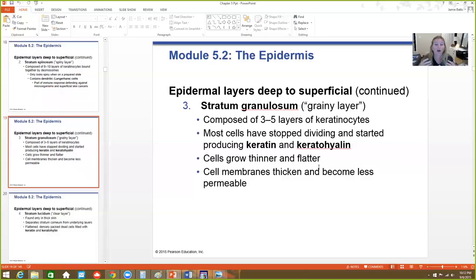These are where the cells are not dividing anymore and there's lots and lots of keratin being built up in them. The cells are starting to flatten out a little bit and the cell membranes become less permeable. In other words, they're not letting stuff in anymore. They're starting to thin out.